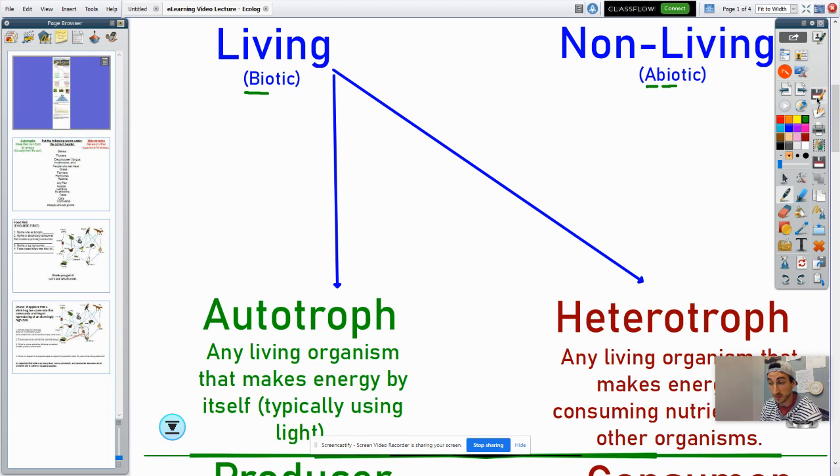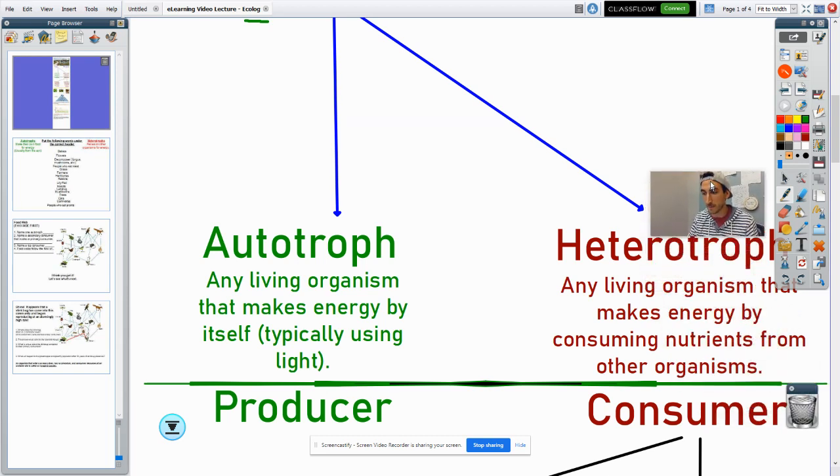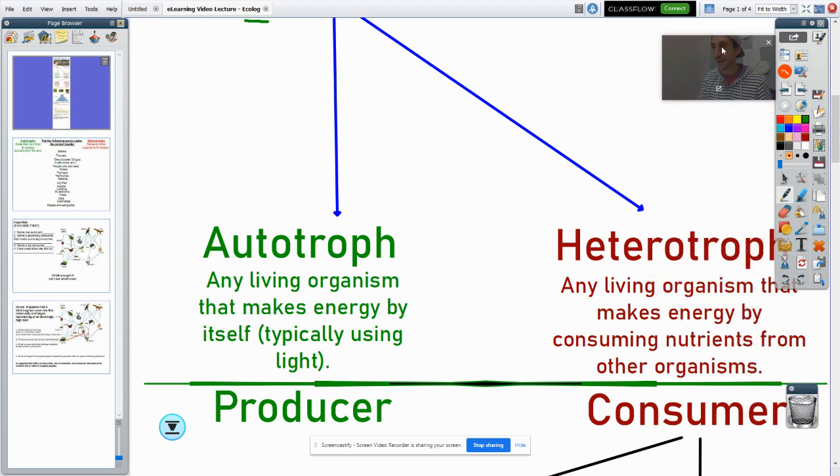If we could break down living, or biotic, things into two categories, we would categorize them based on how they get their energy. That's how scientists have broken it down in this category, because how an organism gets its energy tells you a lot about how an organism sits in the big tree of life. Okay, so you've got autotroph and heterotroph right here.